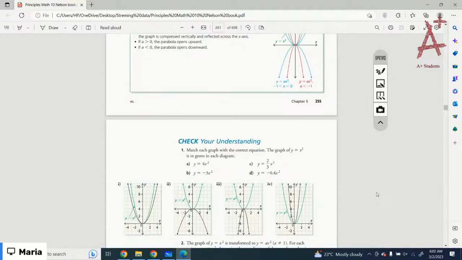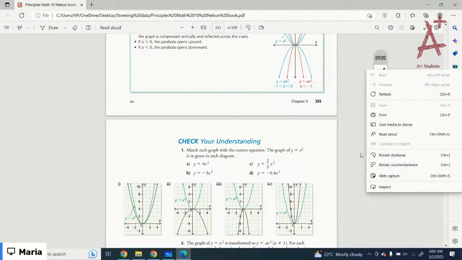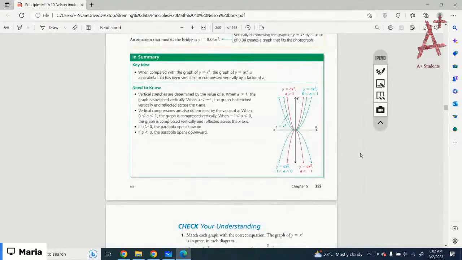Okay, so here is the summary of the chapter. When compared with the graph y equals x squared, the graph of y equals ax squared is a parabola that has been stretched or compressed by a factor of a. When you have an a with x squared, the graph is either stretched or compressed vertically. Vertical stretches are determined by the value a. A is the value that tells you the vertical stretch.